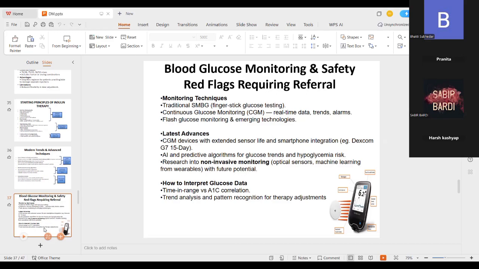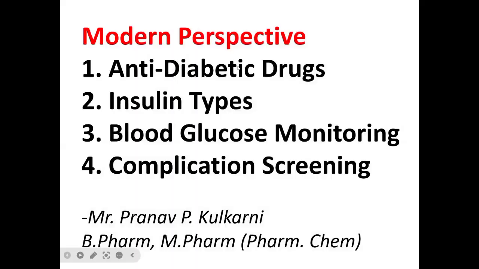That is, optical sensors are used. Some machines include optical sensors for detection of glucose in the blood, and smart watches or smart wearable devices are incorporated in the market to detect diabetes and blood pressure. Such devices include optical sensors to detect the glucose in the blood. Then the next part includes the safety red flags.